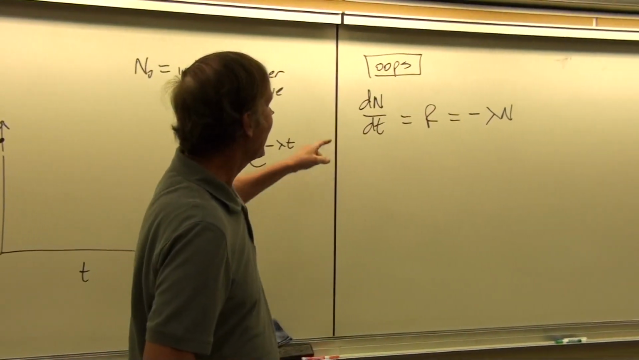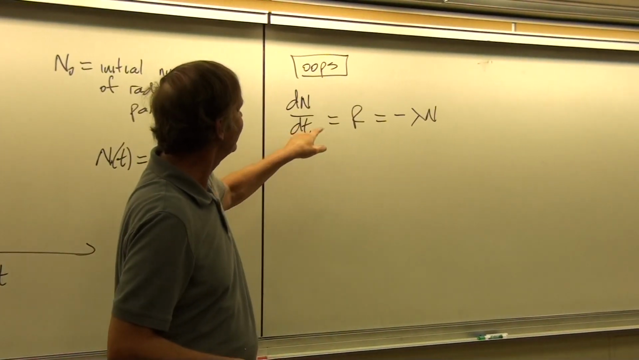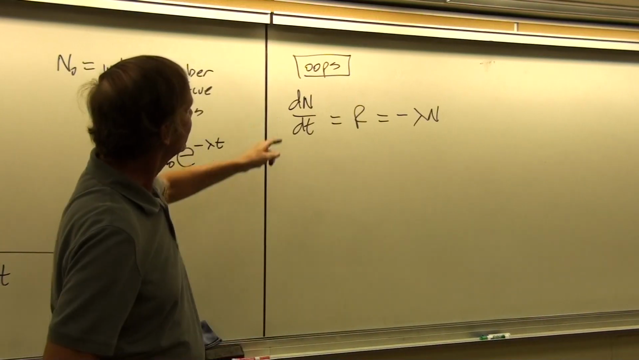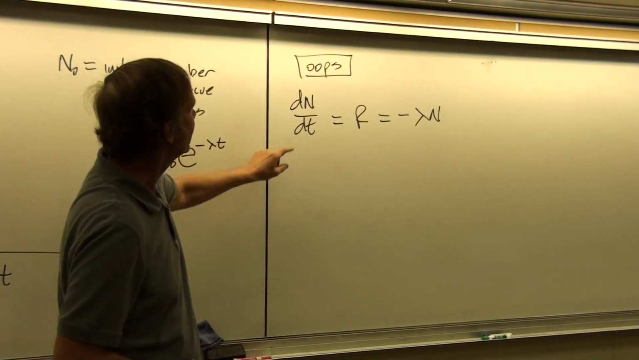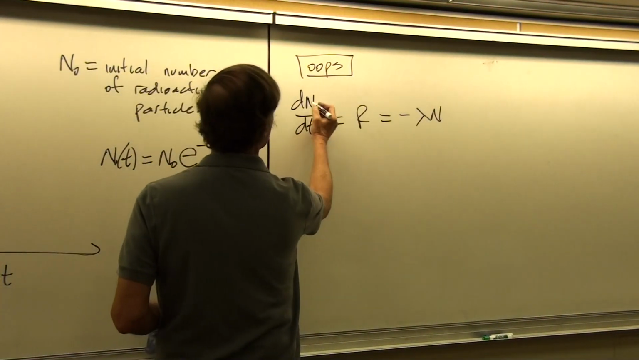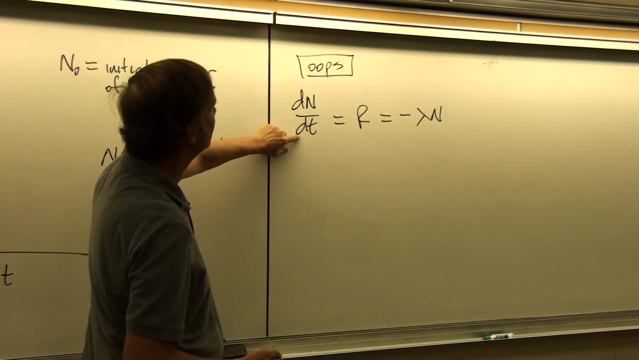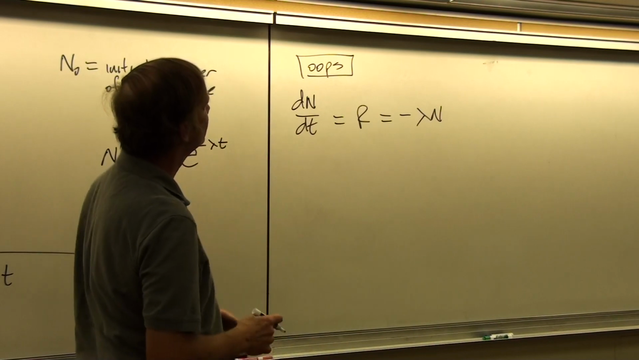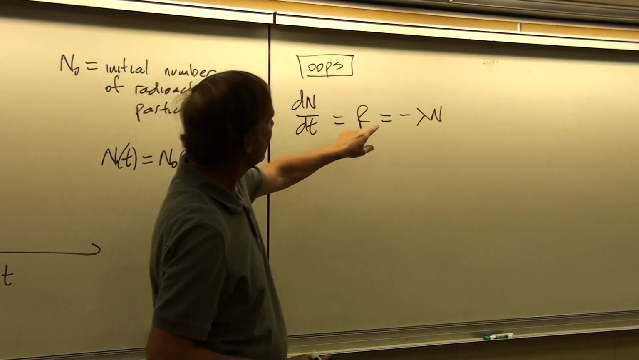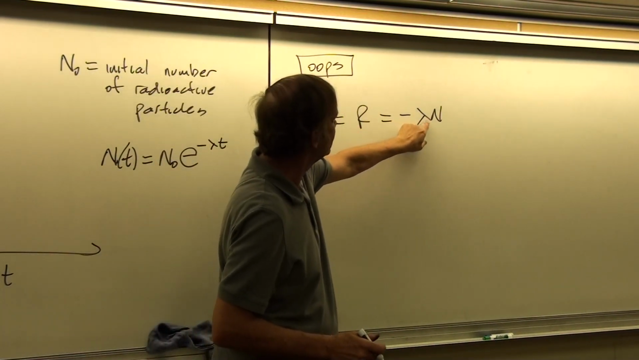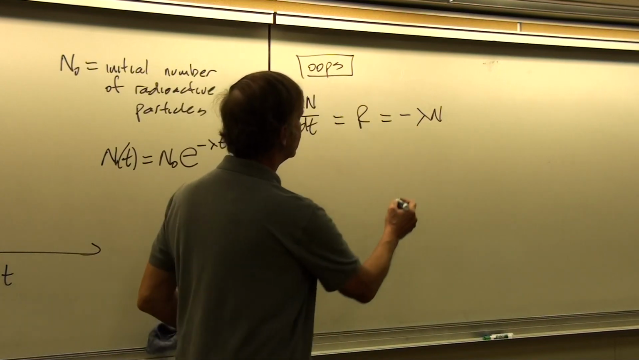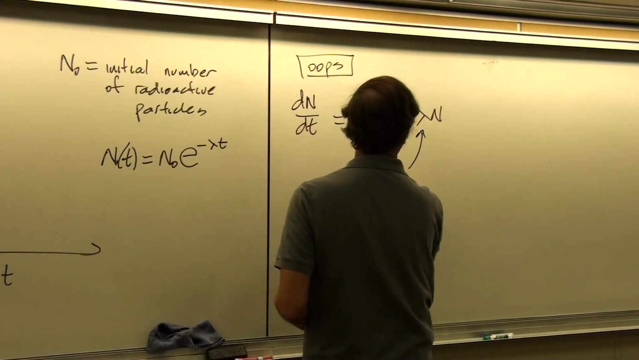Oops, I got the N and the R mixed up. This is the correct relationship. This is our decay rate, which is dN/dt. So that's in particles per second. That has the right units for decay rate. And that's equal to minus lambda times N, where lambda is our decay constant. So this is the correct relationship.